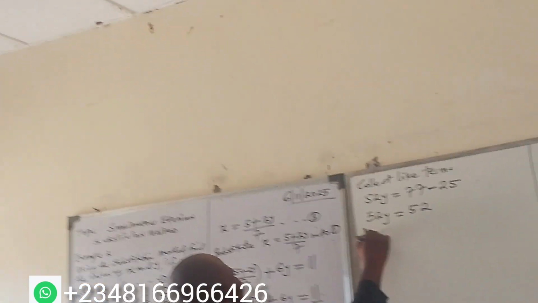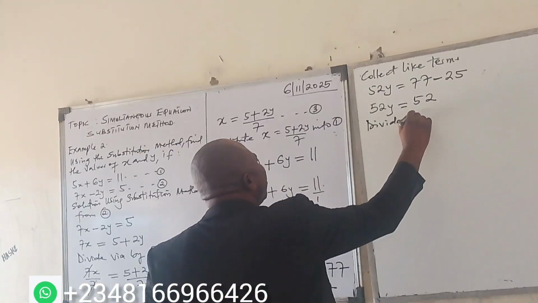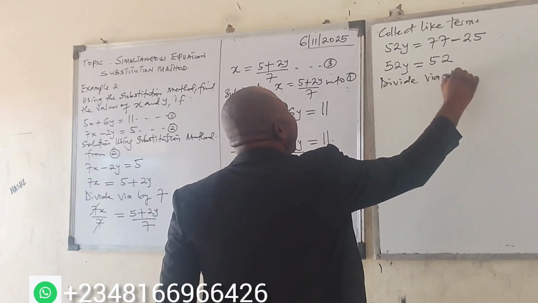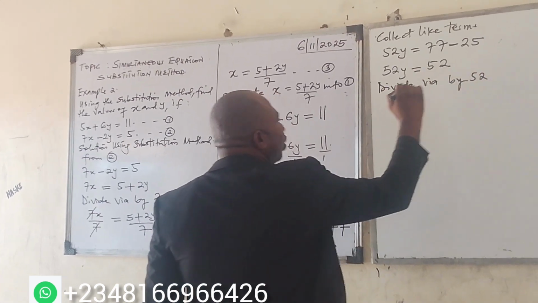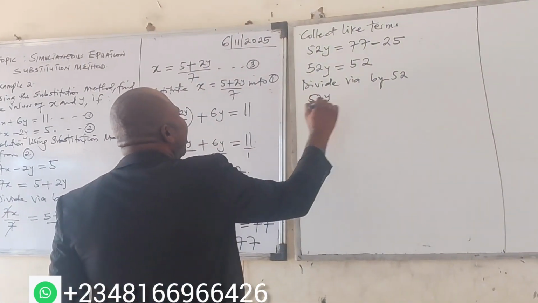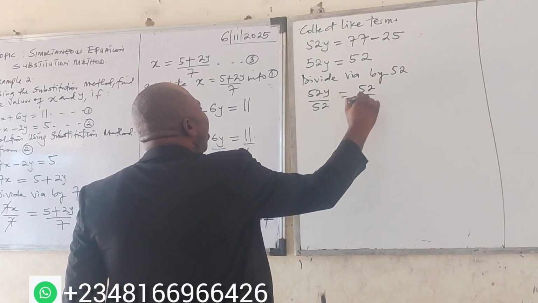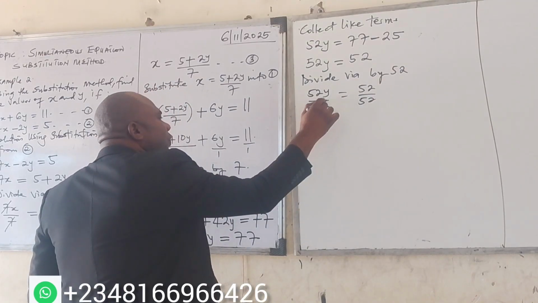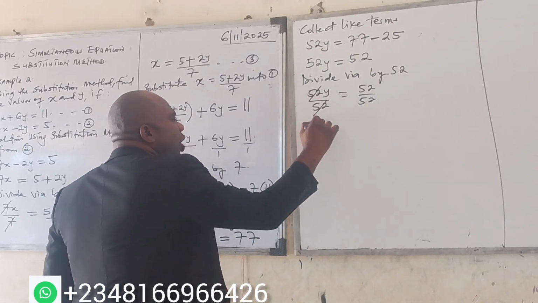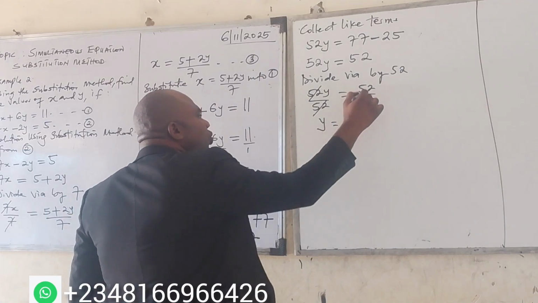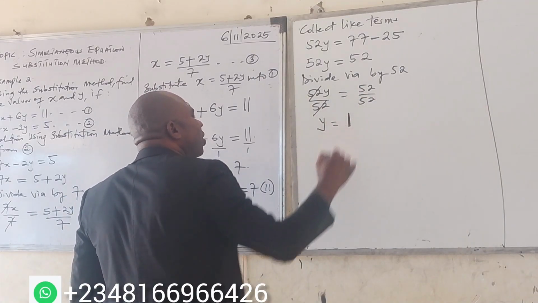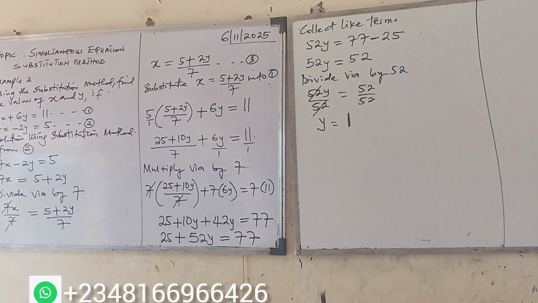So here you divide both sides by 52. So here we have 52y all over 52 is equal to 52 all over 52. So the 52 here will go with this, and we will be left with y. 52 divided by 52 is what? 1. Now we have got the value of y to be equal to 1.